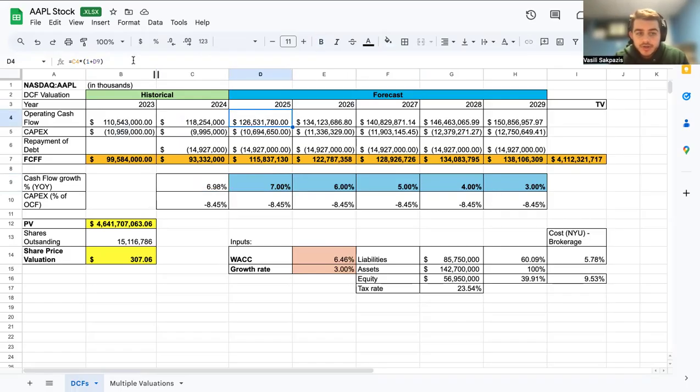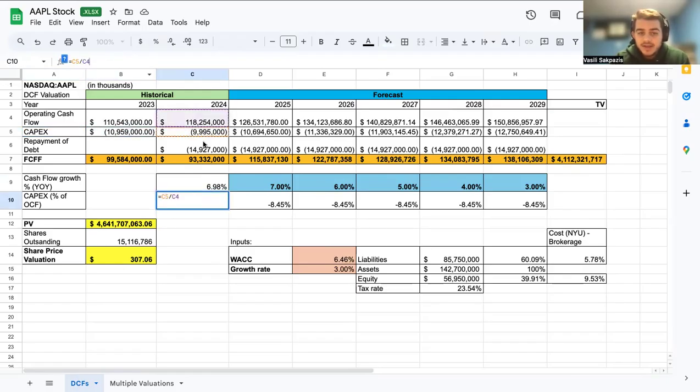So here, all we're doing is taking the 2024 value, $118 billion, and we multiply it by 1 plus the percentage. So this is 7% increase that we estimate. That's 126 billion. 134. And you just keep going with the new percentage. So 2026 forecast would be based on the 2025 operating cash flow times the cash flow year over year growth that we're expecting for 2026. Pretty straightforward.